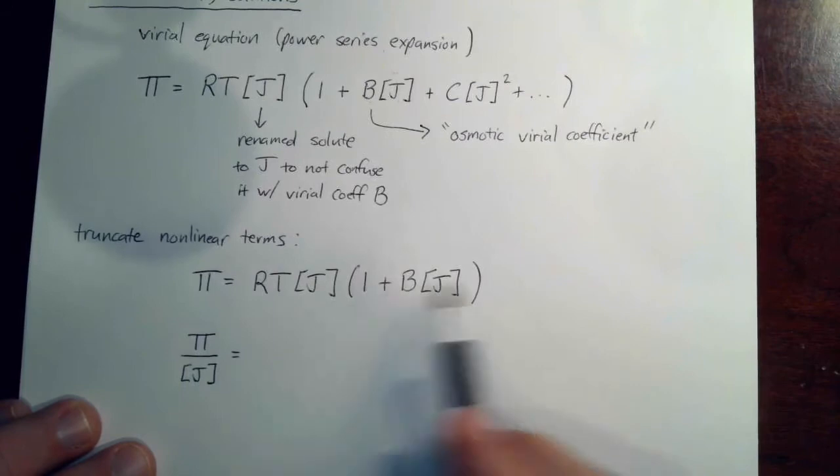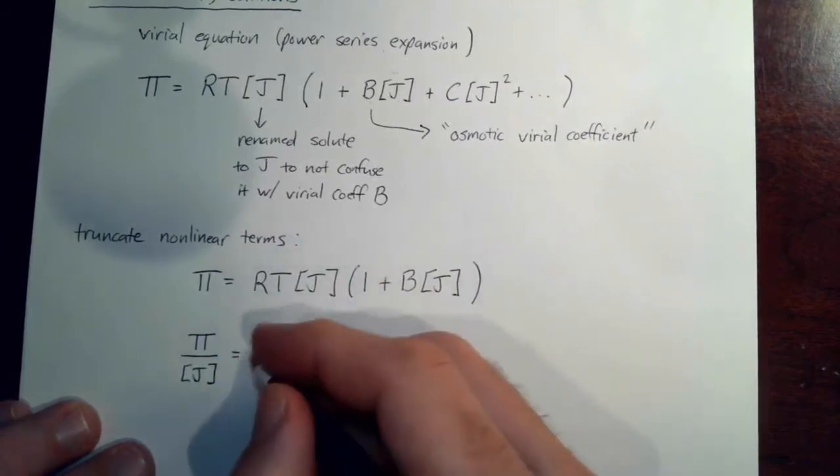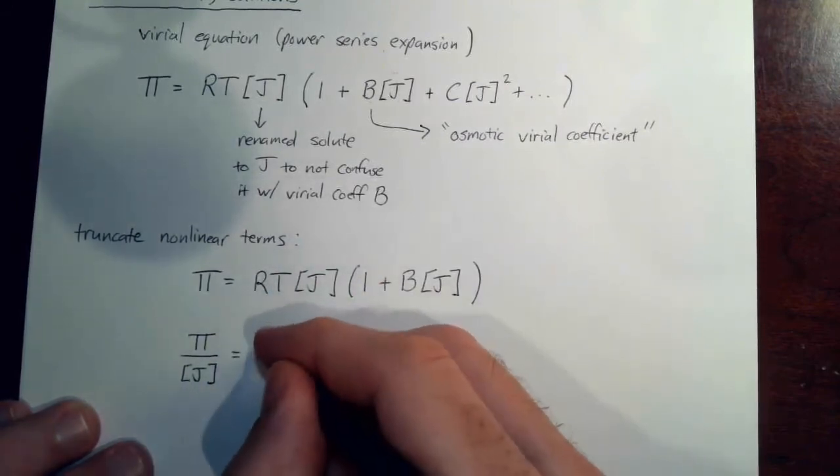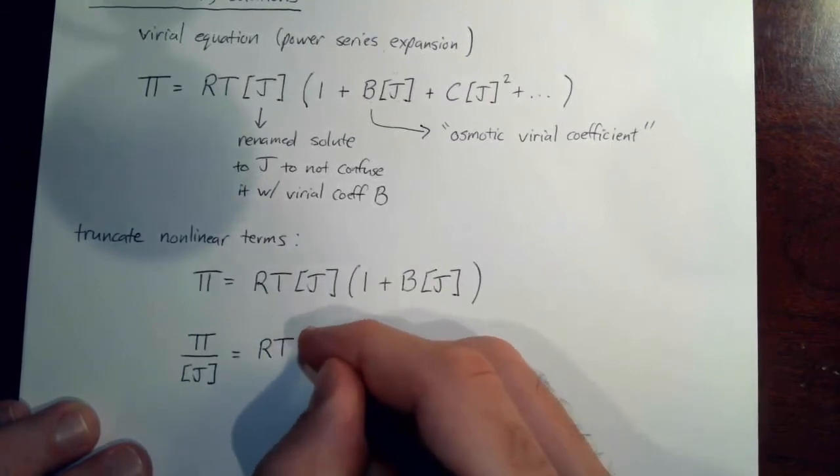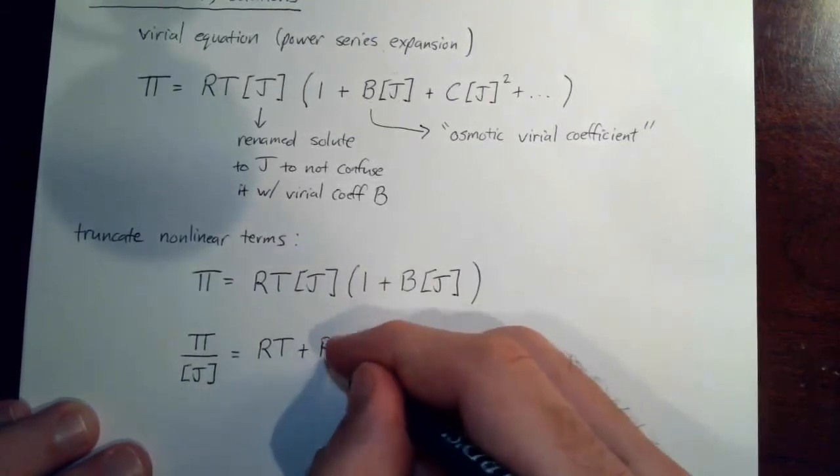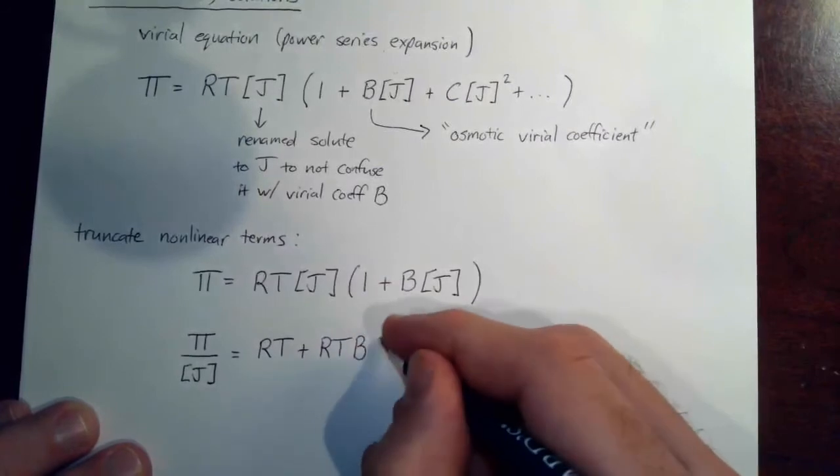And then I'm going to go ahead and expand this binomial here. So I have RT times 1 plus RT times B times the concentration of J.